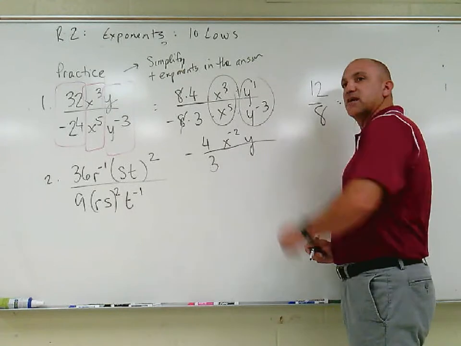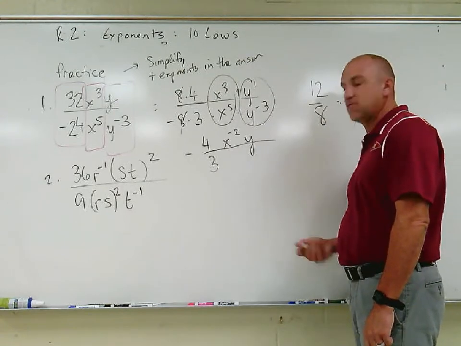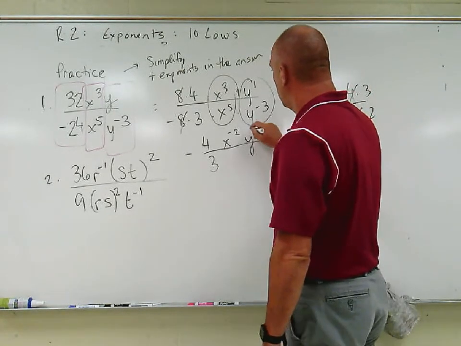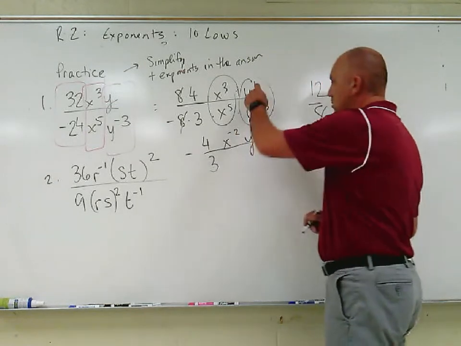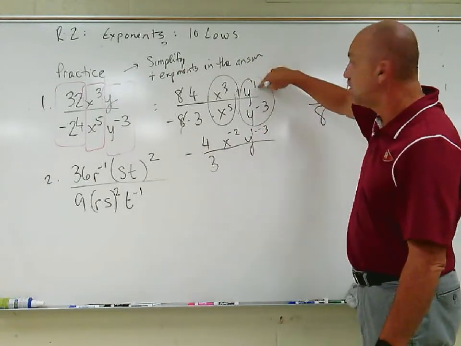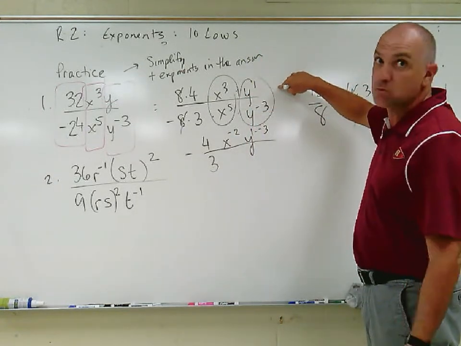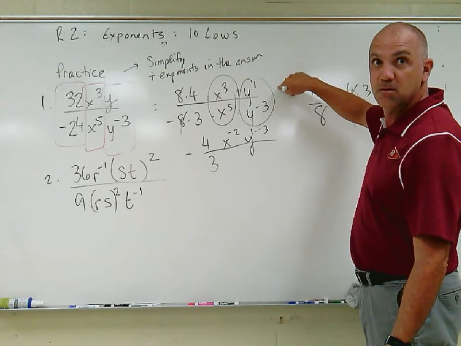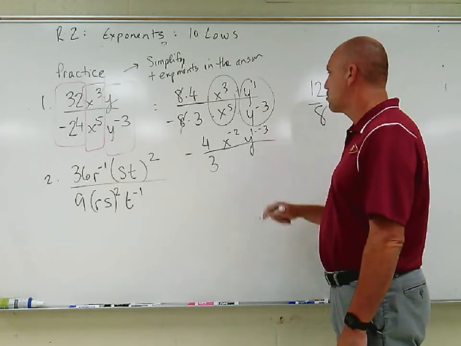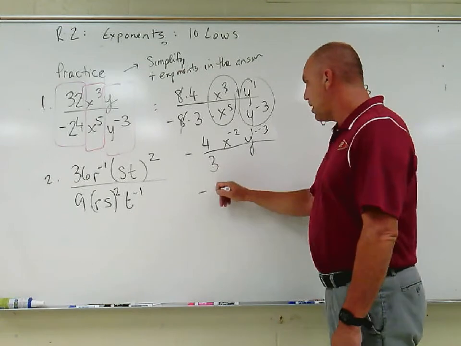1 minus negative 3, which is what? No, positive 4. 1 minus, you subtract, positive 4. Or you could have moved this up, y to the first times y cubed, y to the fourth. Yeah, it's going to be y to the fourth. Yeah, so what do you get?